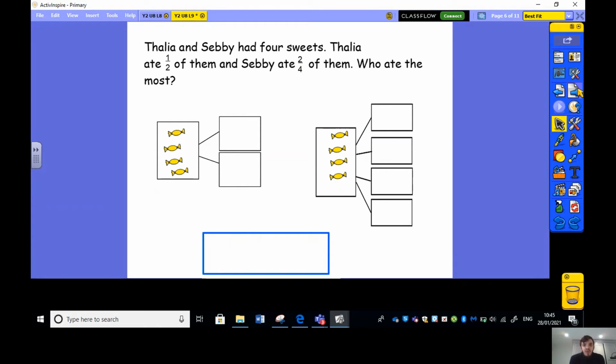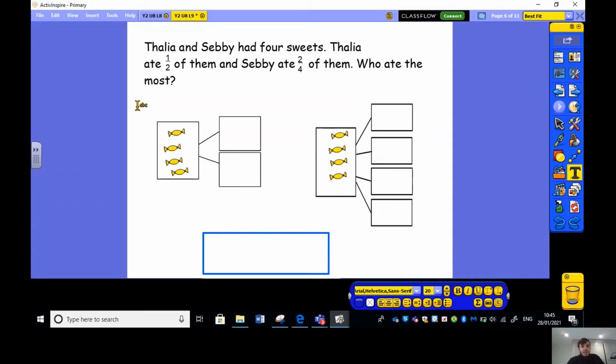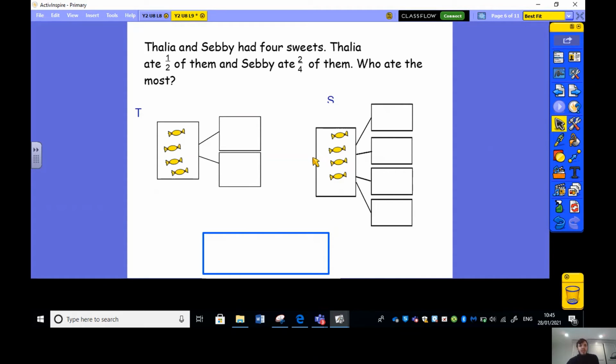Talia and Sebi had 4 sweets. Talia ate 1/2 of them. Sebi ate 2 quarters of them. Who ate the most? So Talia ate 1/2. So do a little T here to make sure we're all clear. That's Talia. And Sebi ate 2 quarters. Well, Talia, why am I telling you? You can tell me why Talia has 2 parts here.